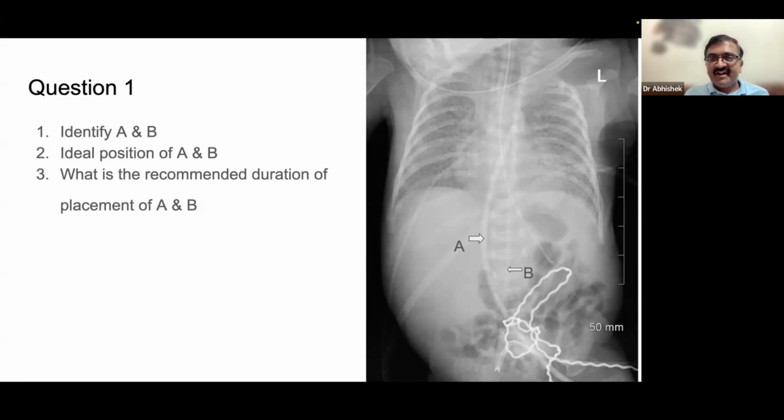I think somebody has answered right. Navdeep has answered UVC should be at the junction of cavo-atrium. Correct. What's the recommended duration of UVC and UAC? This is 7 to 10 days, 7 days, 10 to 14 days, 5 to 7 days.